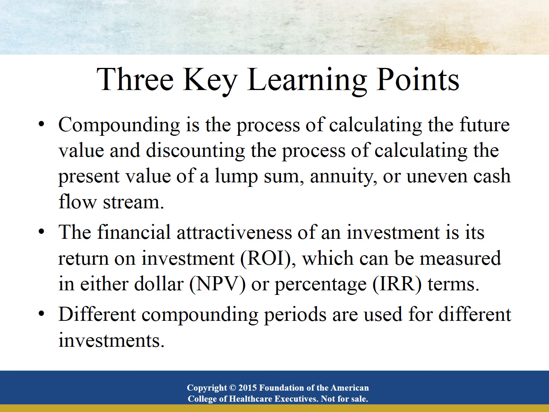Three key learning points. Compounding is the process of calculating the future value, and discounting is the process of calculating the present value of a lump sum, annuity, or uneven cash flow. The financial attractiveness of an investment is its return on investment. Different compounding periods are used for different investments, and compounding periods affect the actual rate that you're paying.